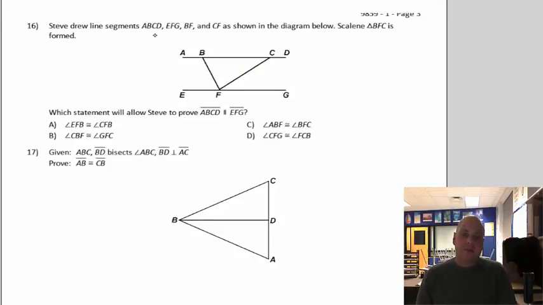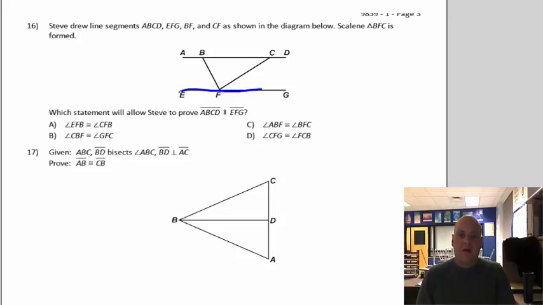Steve drew line segments AB, CD, EF, GB, BF, and CF as shown in the diagram below. A scalene triangle is formed. Scalene just means different length sides. Which statement will allow Steve to prove we have parallel lines? Okay, so what's going to prove parallel?